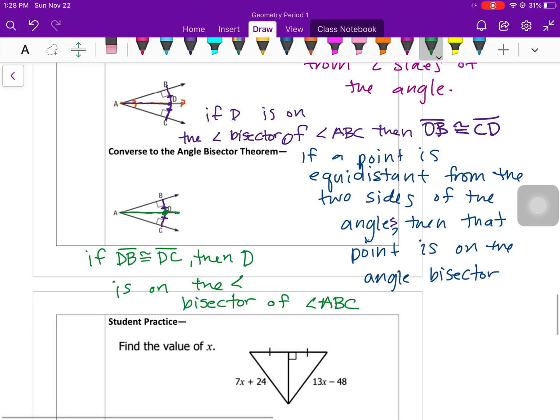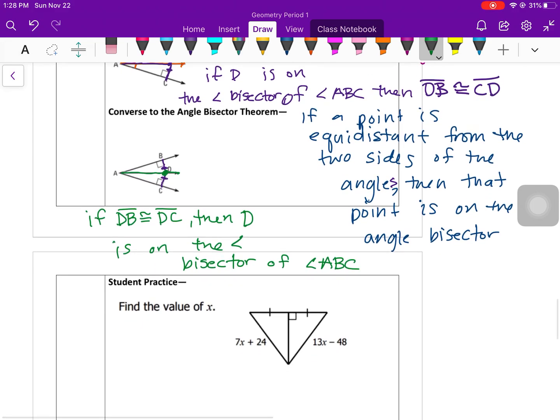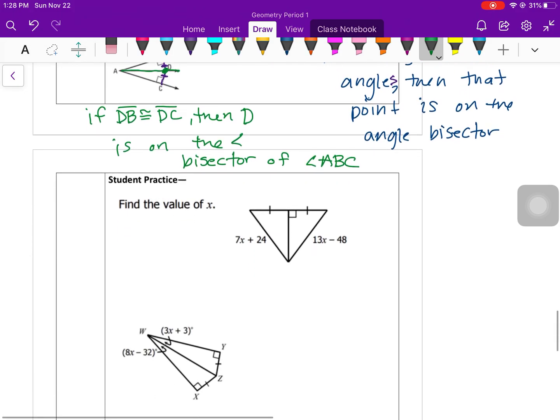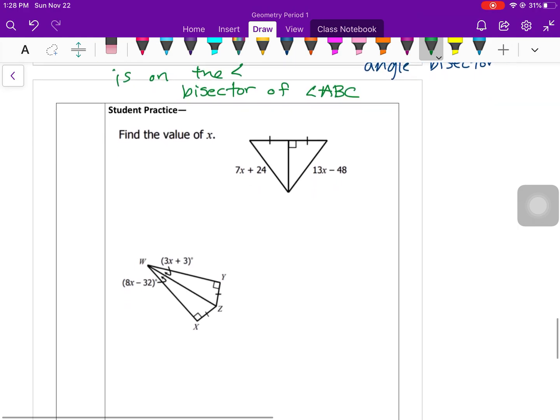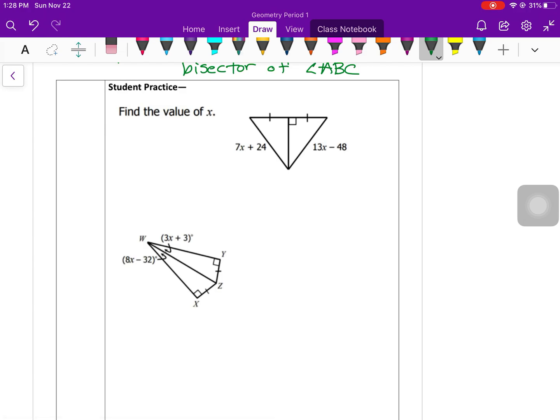So we just went backwards. We said if D is on the bisector, then those two pieces must be congruent, and our converse, if those pieces are congruent, then D is on the angle bisector. So I know that was a lot of information squished together. We're going to do a couple practice problems together. If you have any questions, let me know.